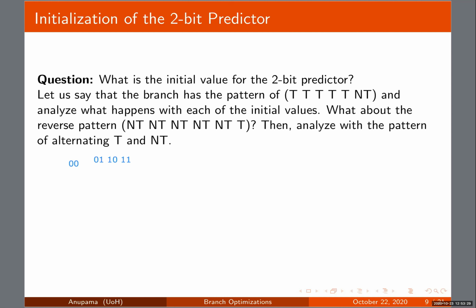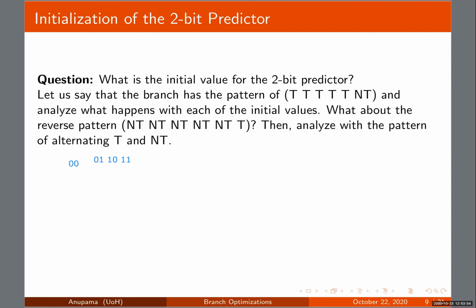2, ma'am. 2, right? Because you start with 0, 1, which is saying not taken prediction, but it's taken. So then you change your state to 1, 0, and therefore your prediction is T. And then you go to the end and then not taken, you have a misprediction there.